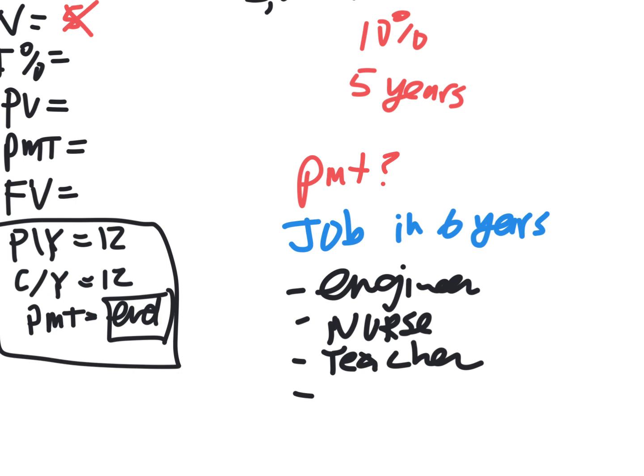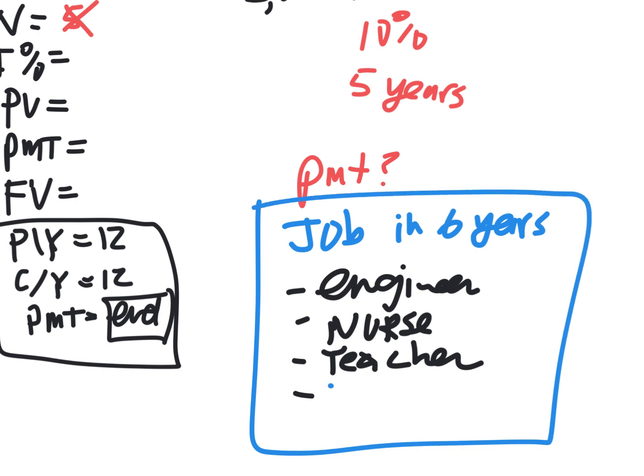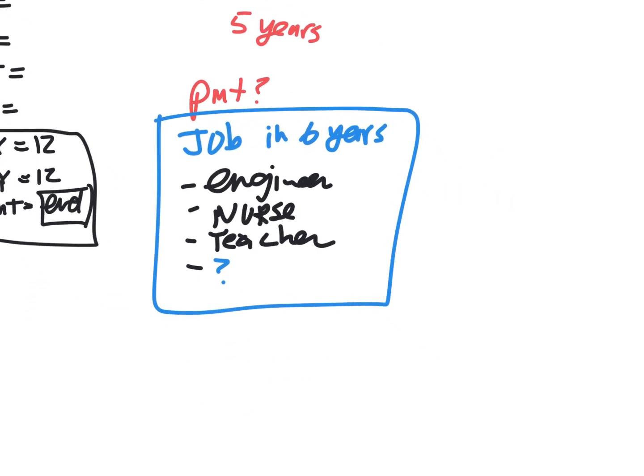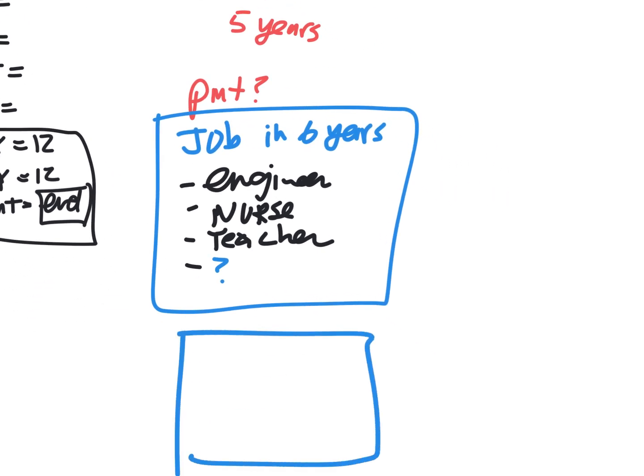So you'll have 2 sides to this. You're going to say what kind of job you want to have and what you might want to buy. And for our purposes of our project, we are going to keep it really simple. It's going to be a house, or it's going to be a car, or it's going to be a boat.